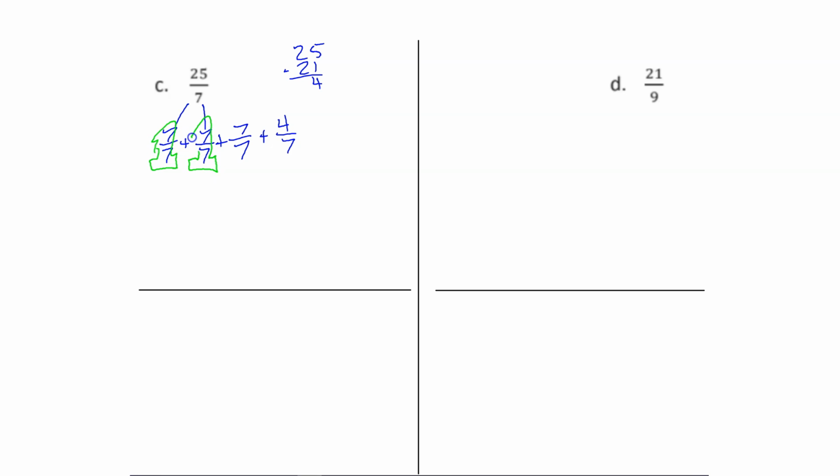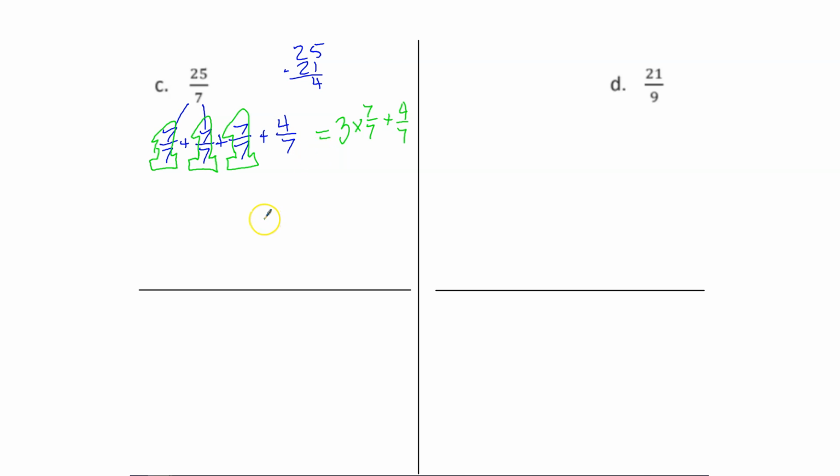7 sevenths is another whole. 7 sevenths is another whole. So that's 7 times 1, 2, 3. So we have 3 groups of 7 sevenths plus 4 sevenths. 3 groups of 7 sevenths is 21 sevenths, or 3 wholes. Then we have 4 sevenths remaining.